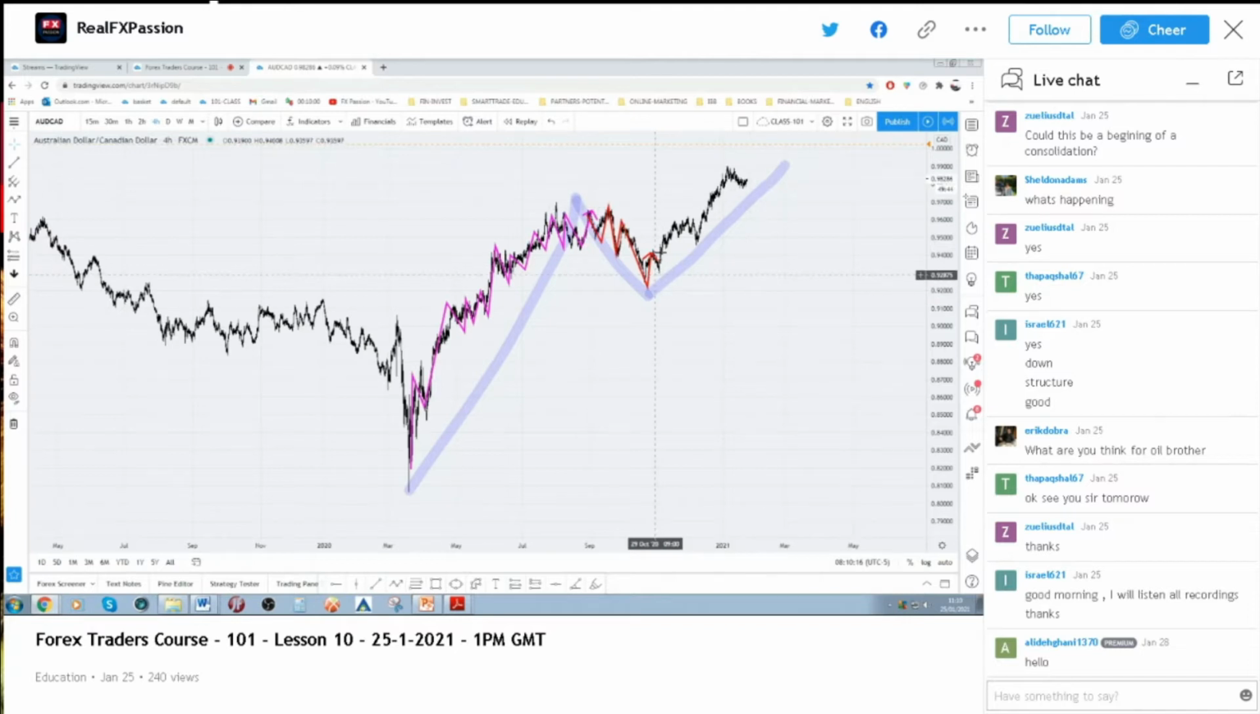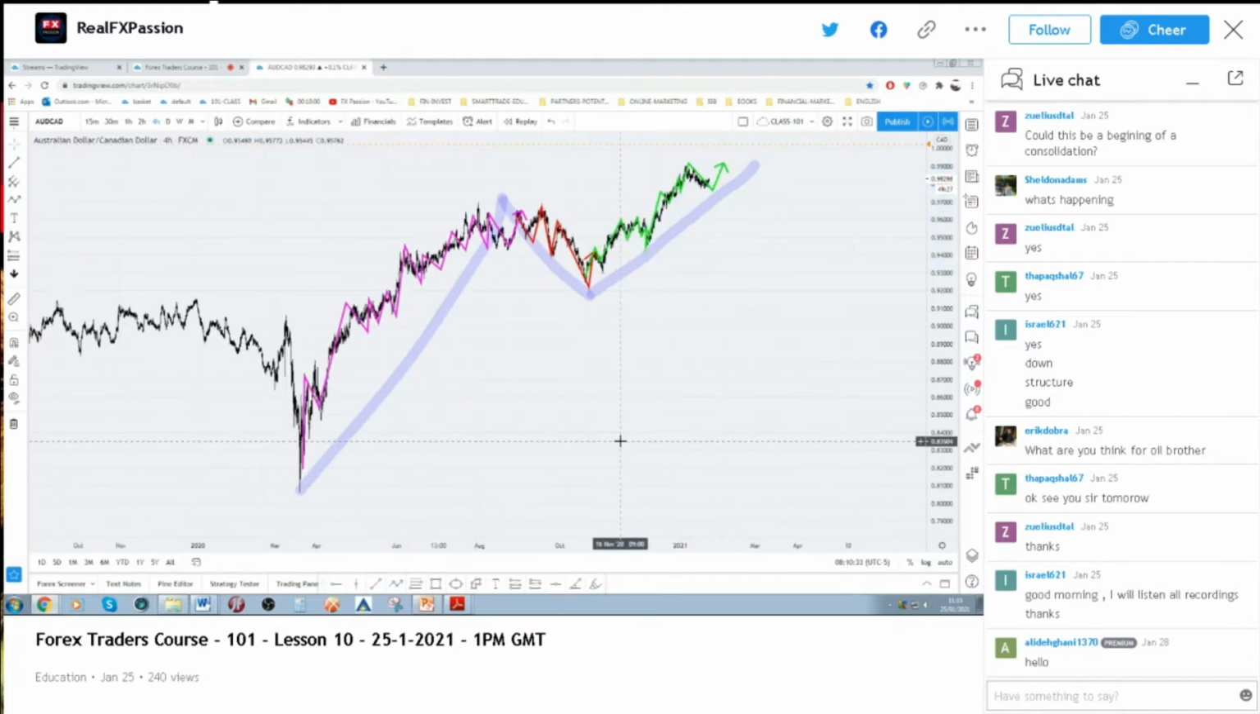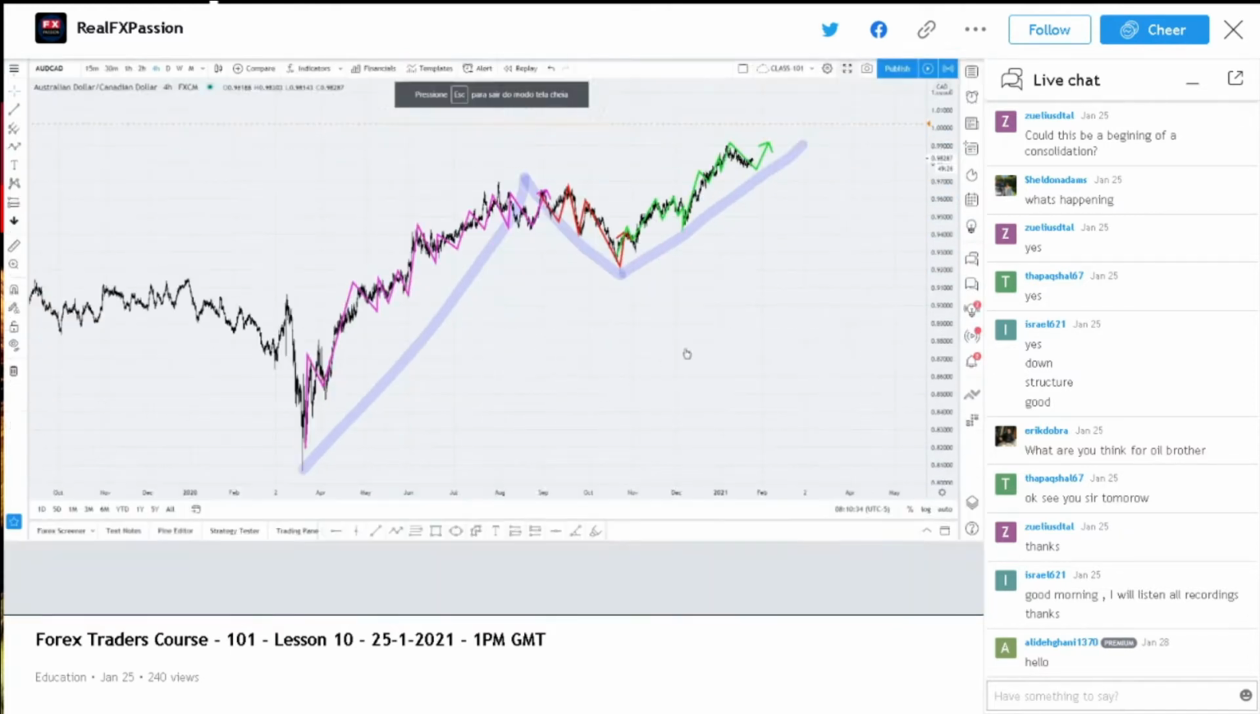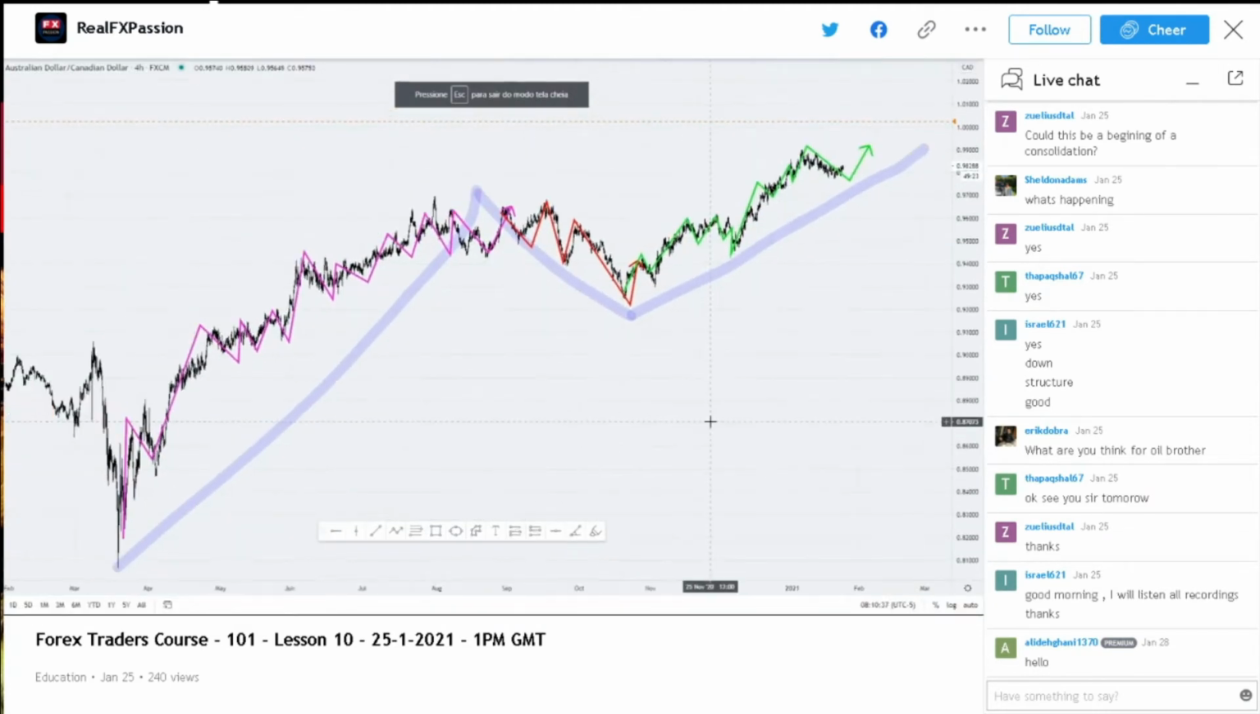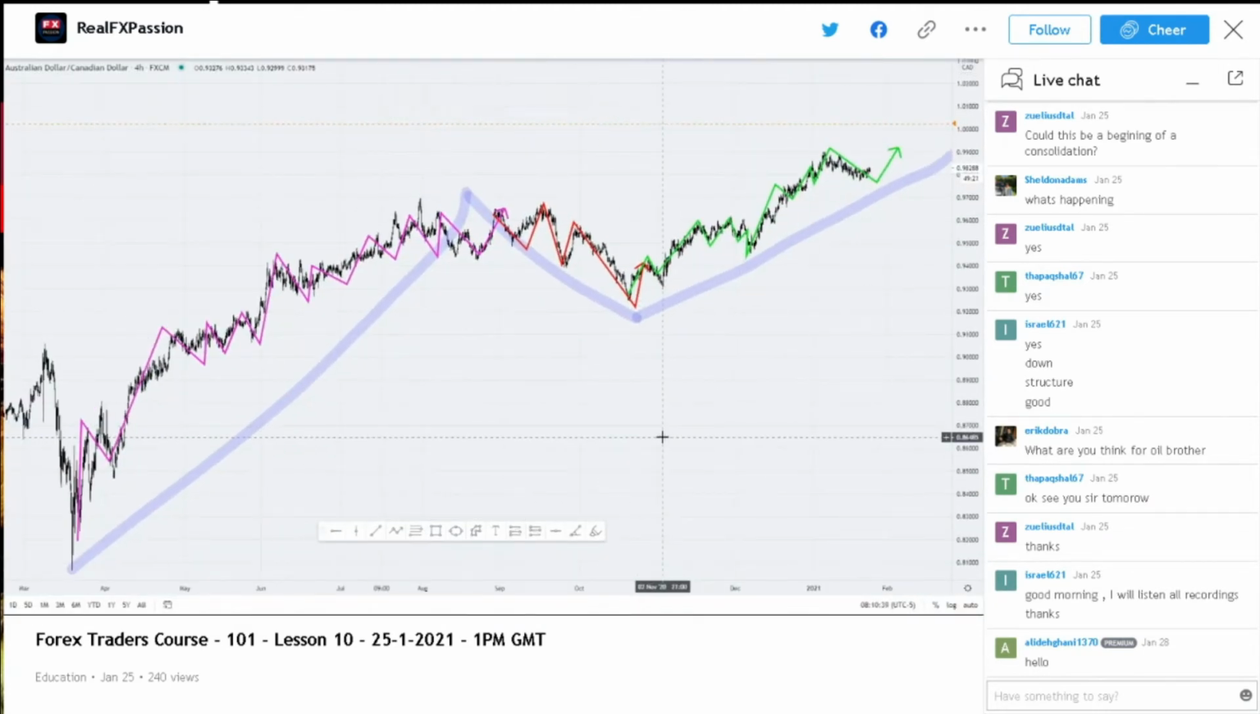And one more time, just give it a second. Higher highs, higher lows, higher highs, higher lows, higher highs, higher lows. Can you see, everybody, that those are three different things? Let's make it like this. This is the market wave on the AUD/CAD 4-hour chart.